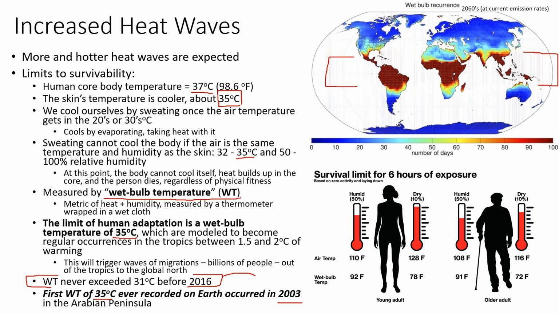Okay, so this map on the top right is showing 2060s, where we may have wet bulb temperatures that are well into 35 degrees Celsius more frequently, 100 days out of the year in extreme cases. And that is not going to allow people to even survive in those areas. Okay, so they're going to have to migrate out of those areas. So something cheerful to end the PowerPoint on, the limits of human survivability.